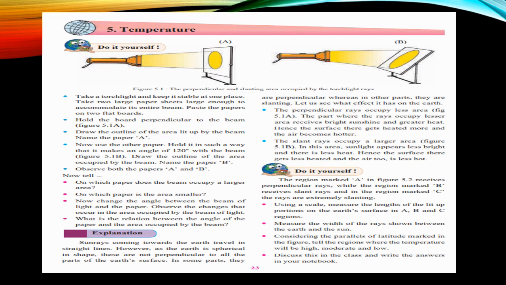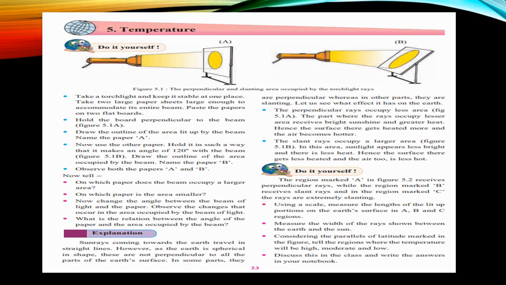This lesson is basically based on the activity only. It's a very easy lesson. The region marked A in figure 5.2 receives perpendicular rays, while the region marked B receives slant rays, and in the region marked C the rays are extremely slanting. Hence, using a scale, measure the length of the lit up portions of the Earth's surface in A, B and C regions. Measure the width.